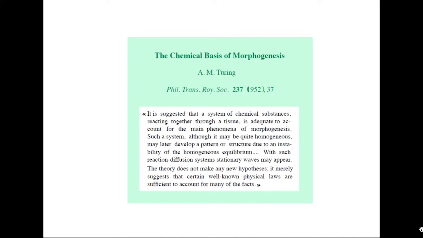And it reads, it is suggested that a system of chemical substances reacting together through a tissue is adequate to account for the main phenomena of morphogenesis. Such a system, although it may be quite homogeneous, may later develop a pattern or structure due to an instability of the homogeneous equilibrium. And now the point is, with such reaction diffusion systems, stationary waves may appear. So it's the interplay between reaction and diffusion.